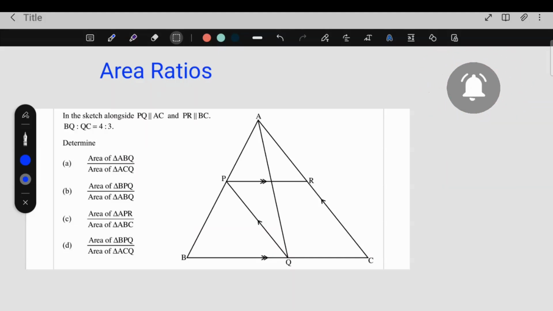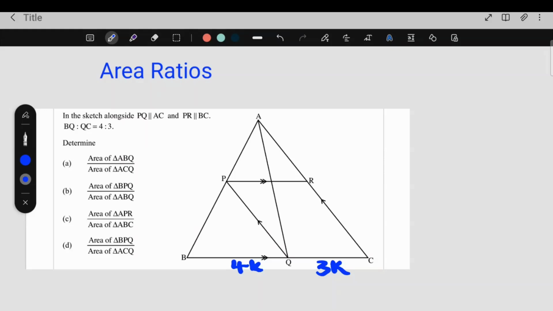It says, in the sketch alongside, PQ is parallel to AC. That's indicated. And PR is parallel to BC. Okay, and they also say BQ is to QC, 4 is to 3. So I'm going to fill that in. So this BQ over here is 4 and QC is 3. But because it's a ratio, let's add K. Let's add a letter, just to show that it's not 4 centimeters. It's actually just a ratio.